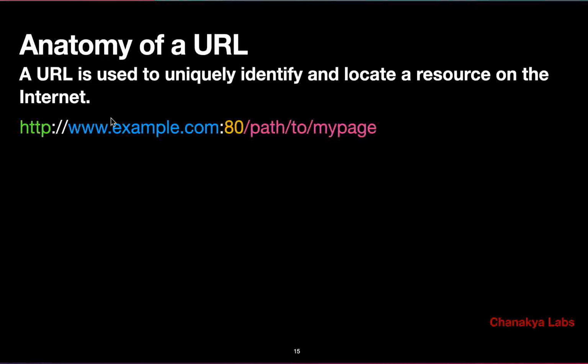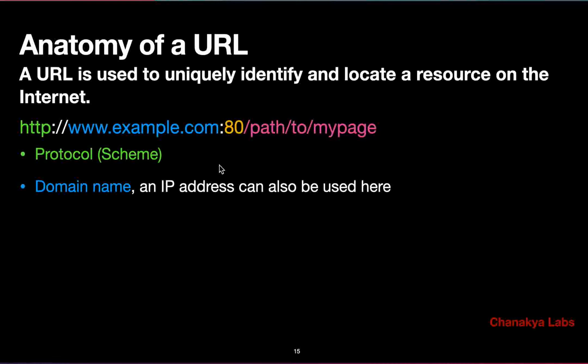Now, this is a particular URL and I have highlighted different parts of it in different colors. By now you might be aware of these different segments. For example, this part is the protocol, also called the scheme. This part, the blue part, is called the domain name.